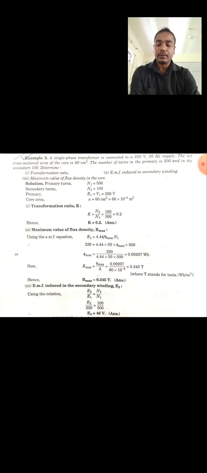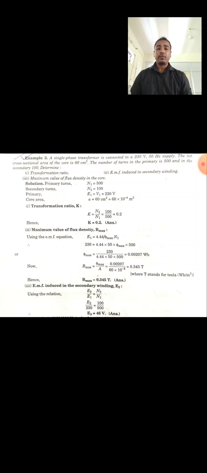So what we have given in the question: first, primary turns N1 is 500, secondly secondary turns N2 is equal to 100, primary voltage E1 is equal to V1 is equal to 230 volt, and core area which is given in centimeter, we have to convert it into meter. A is equal to 60 centimeter square. When we convert it into meter square, it will be 60 multiplied by 10 to the power minus 4 meter square.